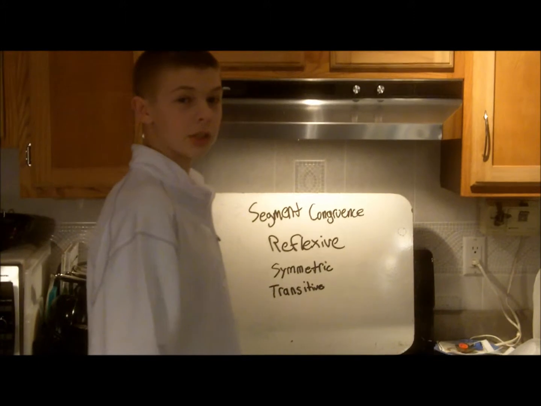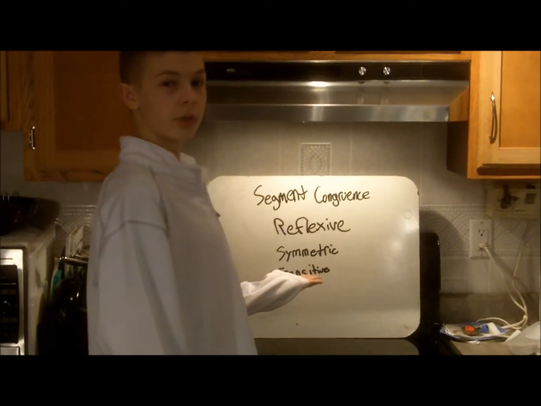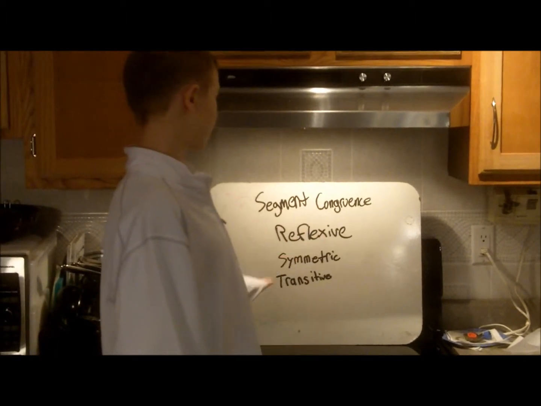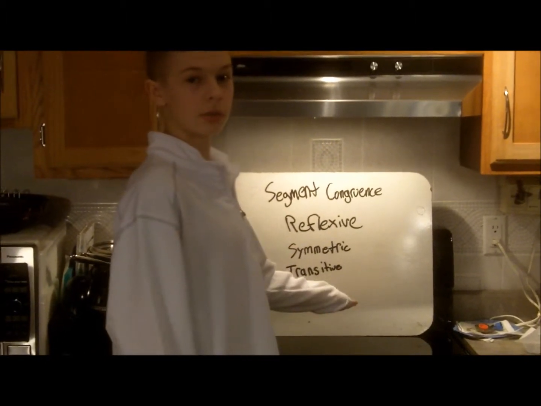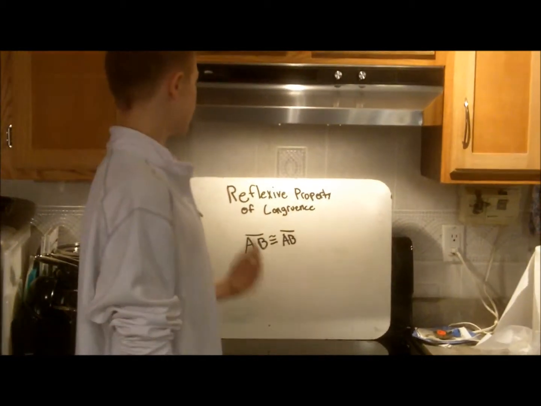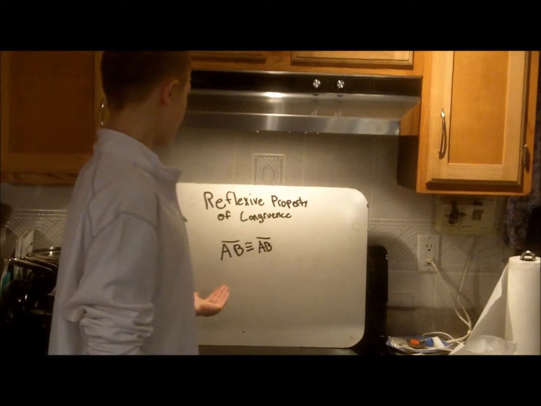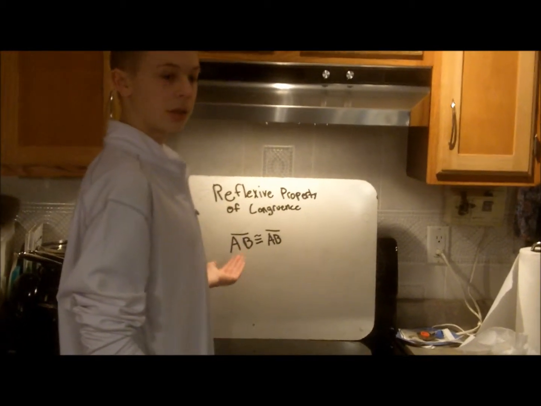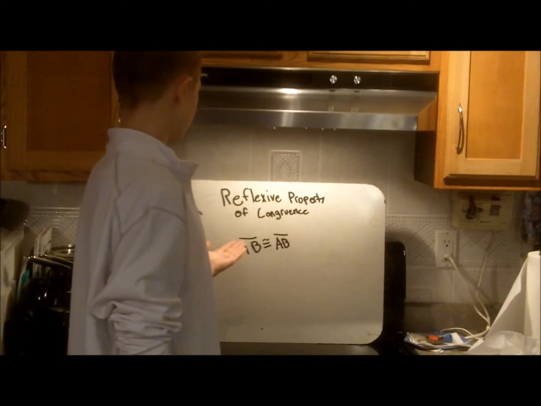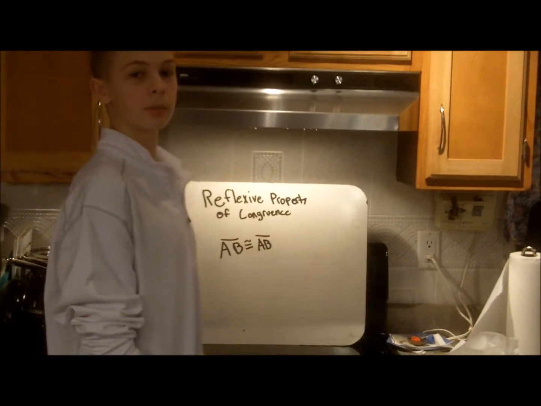The third lesson today is segment congruence. There are 3 different properties of segment congruence: reflexive, symmetric, and transitive. The first property of congruence is the reflexive property. This states that something, like a segment, is congruent to itself. For instance, segment AB is congruent to segment AB.